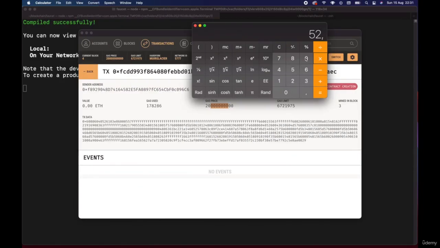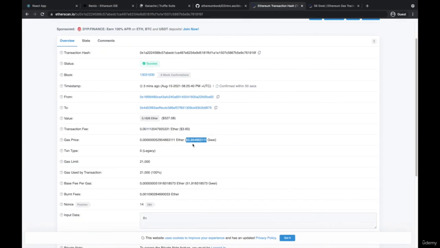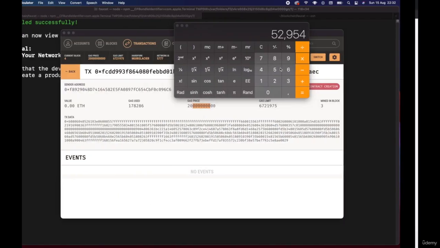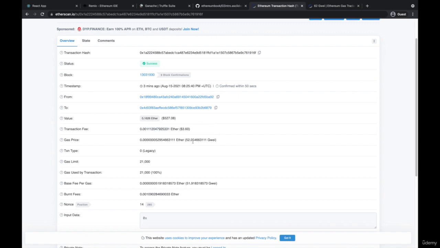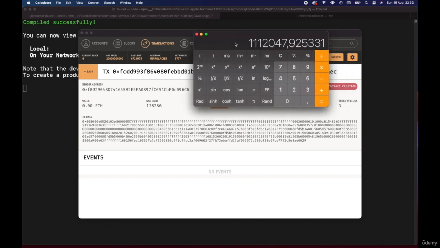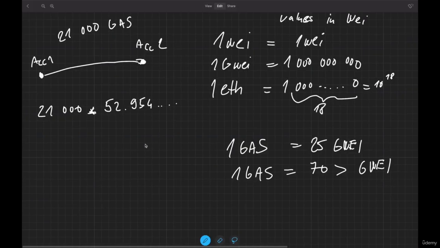How much? 0.954... 954, and then we have here 663 and 111. Okay, so that's the value. Will we be able to copy it? Unfortunately not, I cannot copy it from a calculator. So I need to write it on a paper. This will be very interesting.